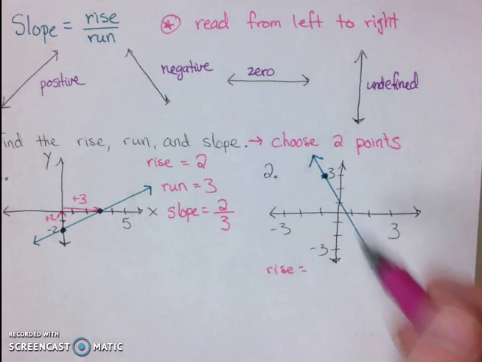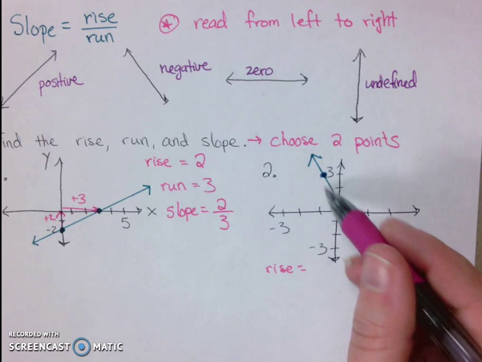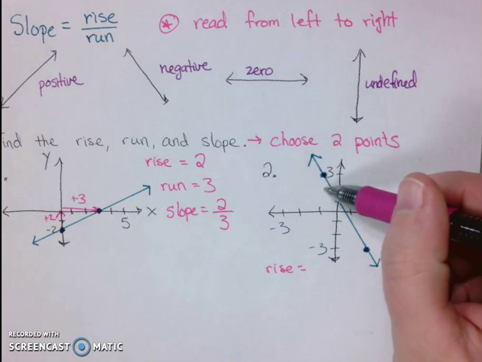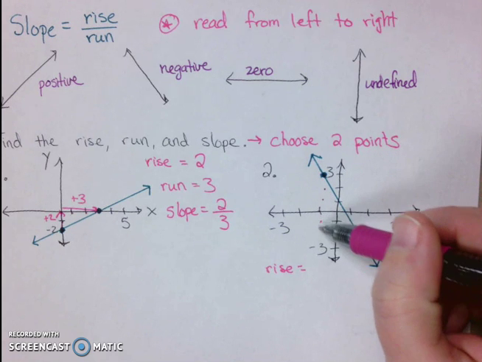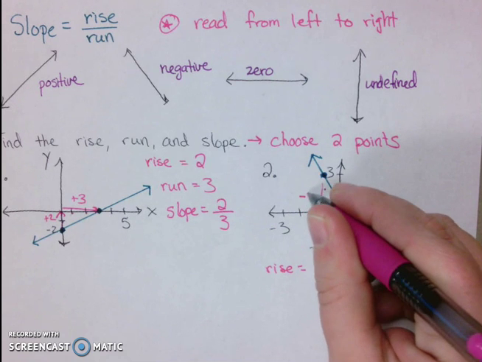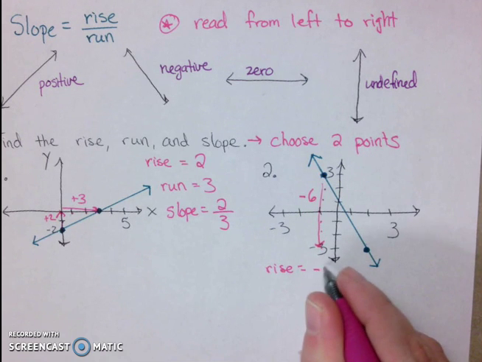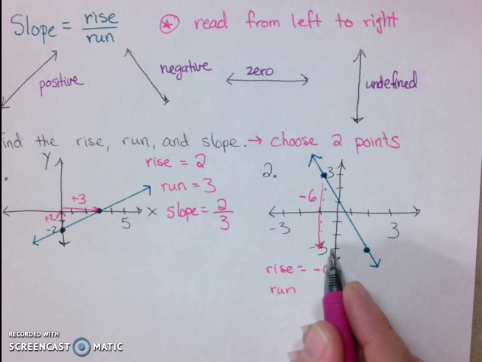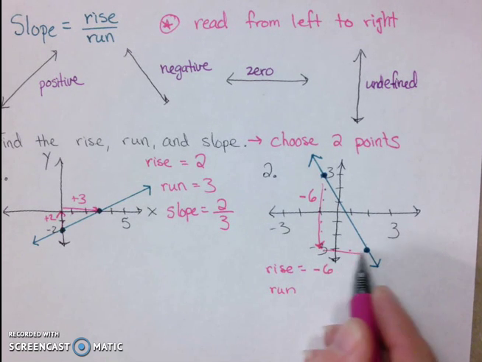So from left to right, how far up do you go? But we actually have to go down this time. So I'm going to count how many times I move my pen down. 1, 2, 3, 4, 5, 6. So I had to go down 6. Since I had to go down, my rise is negative. It's decreasing. And then how far over? 1, 2, 3. I had to go over 3.